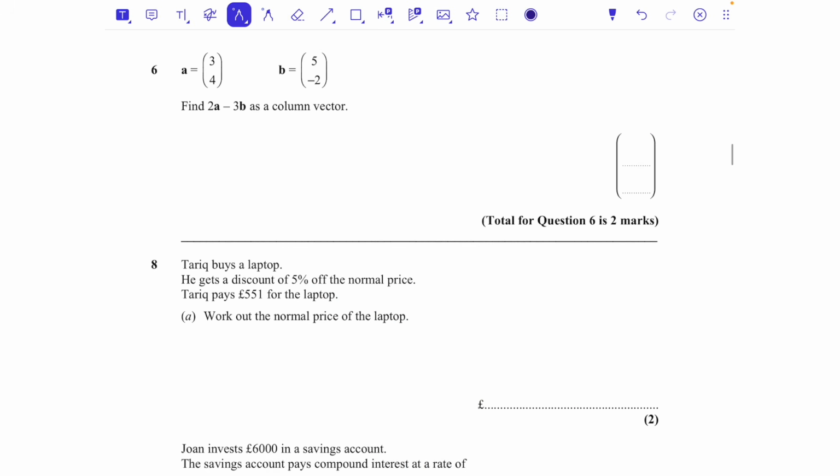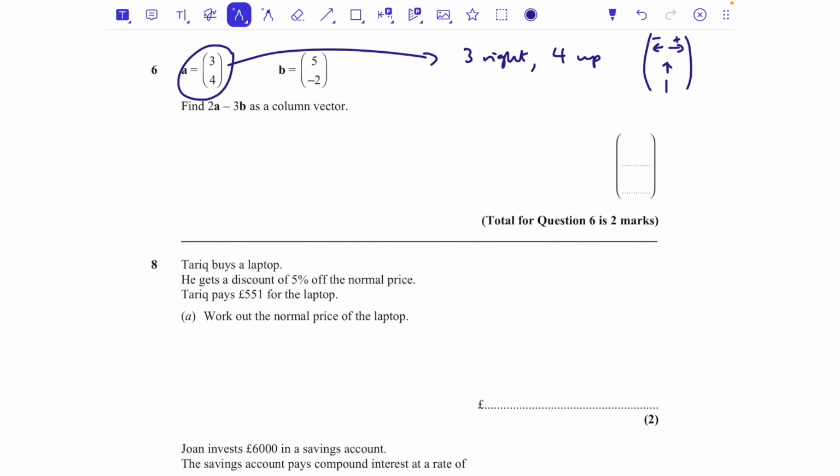Question number 6. A equals (3, 4), and B equals (5, -2). Find 2A minus 3B as a column vector. Okay, so both of these are vectors, and vectors are instructions. The top number tells you how much to go left or right, and the bottom number tells you how much to go up or down. So for example, the vector (3, 4) means 3 right, and then 4 up. The top number is left and right, positive being right, negative being left, and the bottom number is positive for up and negative for down.